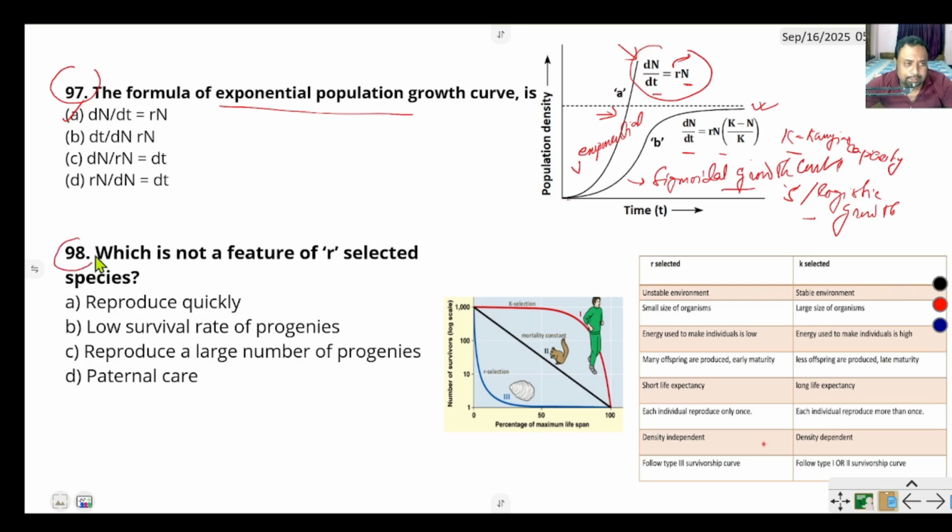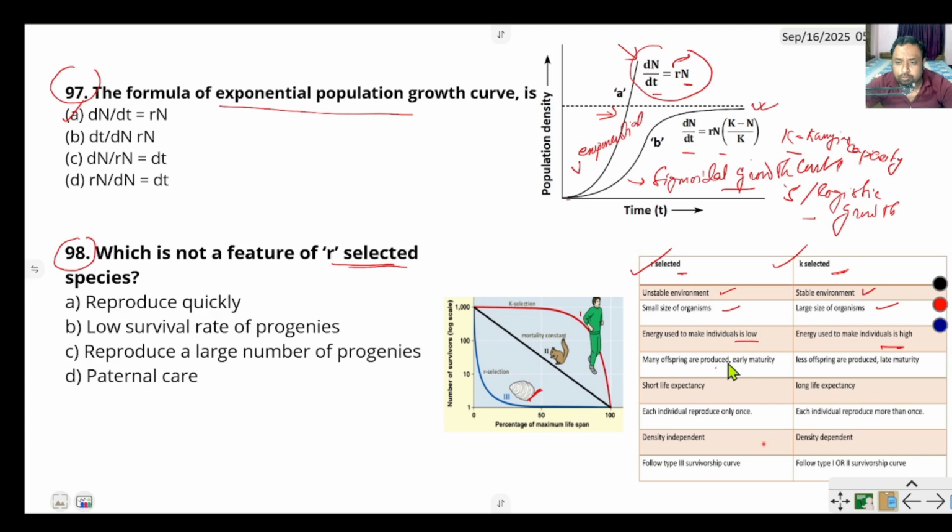Question number 98 says, which is not a feature of R-selected species? The species are divided into two types, that is R-selected species and K-selected species. The R-selected species are found in lower organisms like snails, but K-selected species are found in higher organisms. R-selected species live in unstable environments and K-selected species grow in stable environments. R-selected species are small in size, but K-selected species are large in size. In R-selected species, energy used to make an individual is low, but in K-selected species it is high.